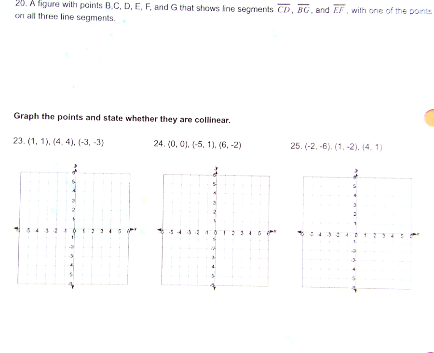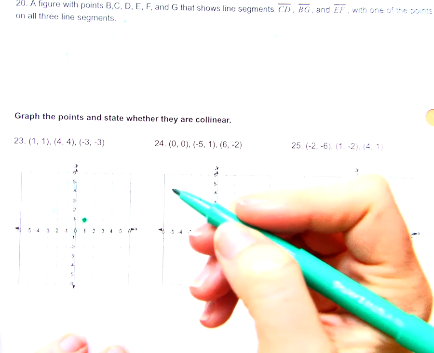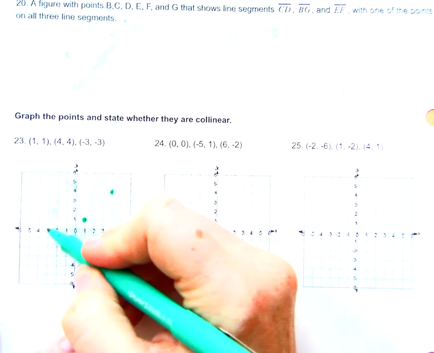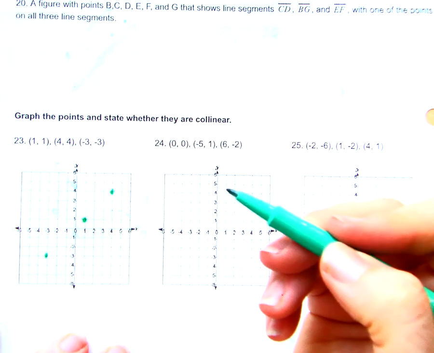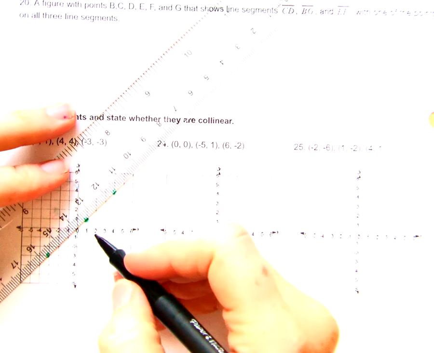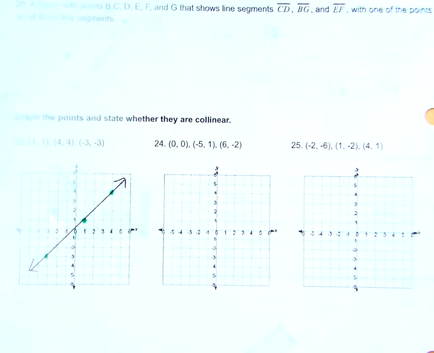Okay, so I'm going to graph the points and decide if they're on the same line. So first point is 1, 1. Second point is 4, 4. Third point is -3, -3. Right? So if they're on the same line, then they will have the same slope from point to point. So I might just draw a line between them to see if I could convince myself that they are. Okay, so they look like they're on the same line.